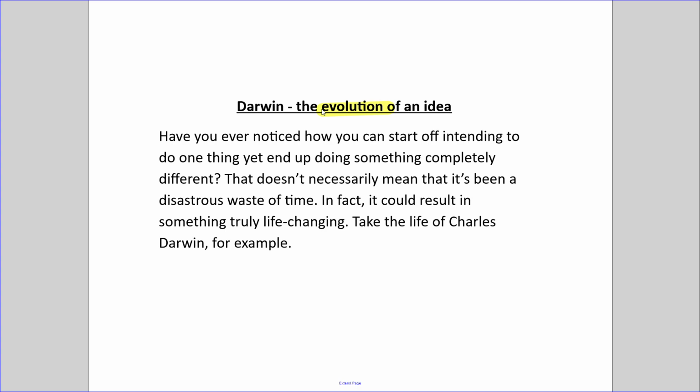Have you ever noticed how you can start off intending to do one thing, yet end up doing something completely different? That doesn't necessarily mean it's been a disastrous waste of time. In fact, it could result in something truly life-changing. Take the life of Charles Darwin, for example. So he didn't start out planning to invent evolution or discover it. He kind of started out doing some quite different things, but ended up finding out about evolution on the way.